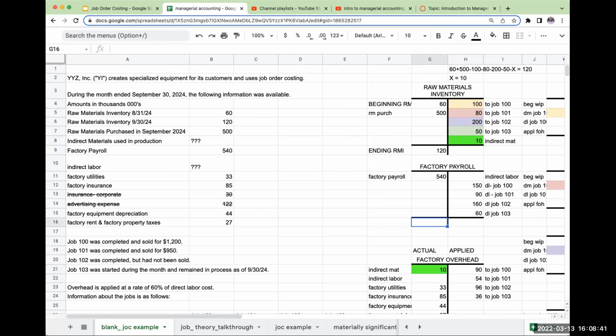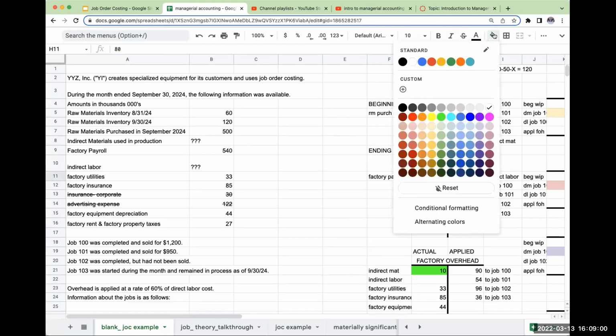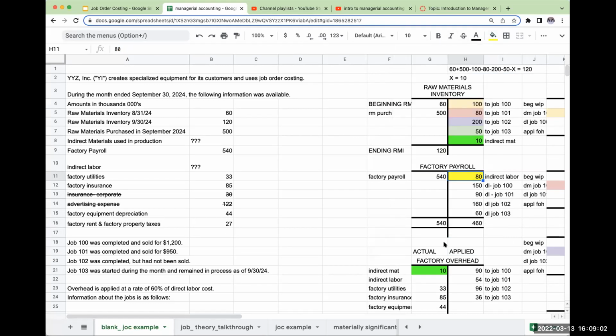Factory payroll, this account has to be at 0. Okay, so over here, I've got 540, 150, 90, 160, and 60. The difference between these two is 80. So to balance this, this is going to be my indirect labor. So over here, I'm going to have my indirect labor at 80. Where does this travel to? This is going to travel over here to our actual amount of our overhead.